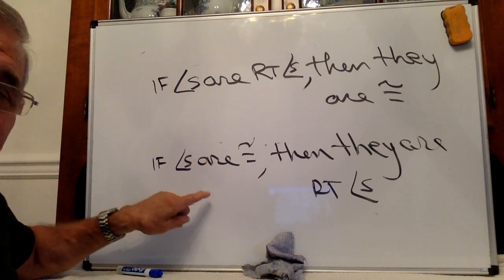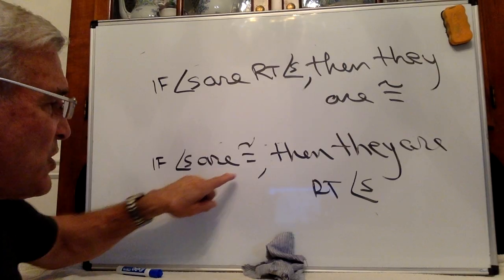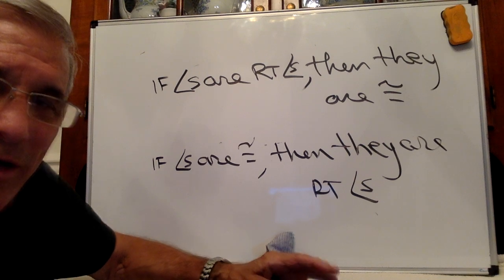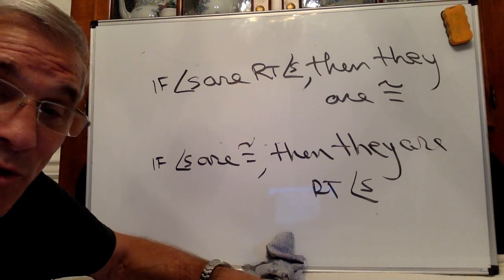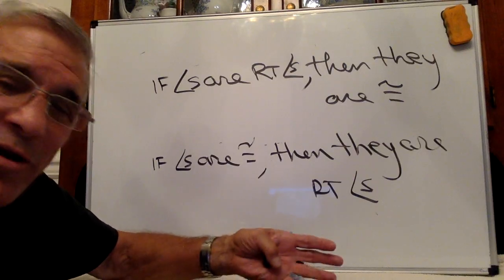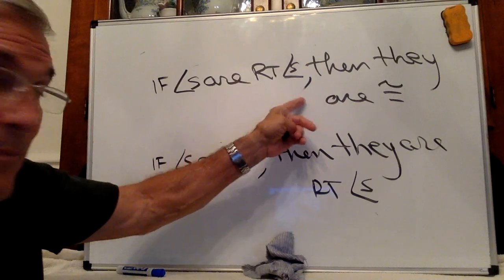But when I turn that around, I get a statement that isn't necessarily true. If angles are congruent, then they are right angles. The only angles that are congruent are not right angles. You could have 30-degree angles congruent, 37-degree angles congruent to one another, two 40-degree angles congruent, but they're not right angles. So this was a theorem. We proved this statement.